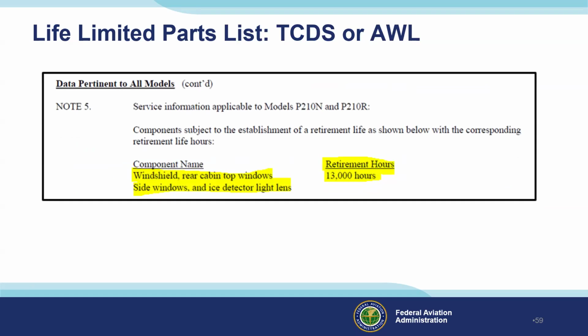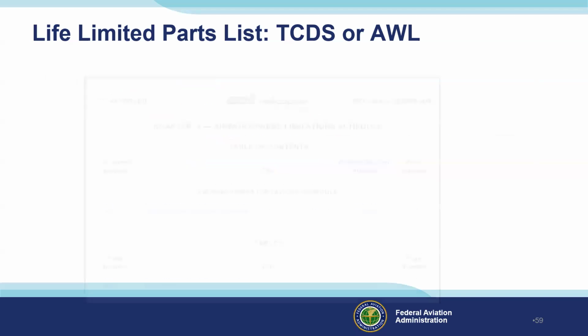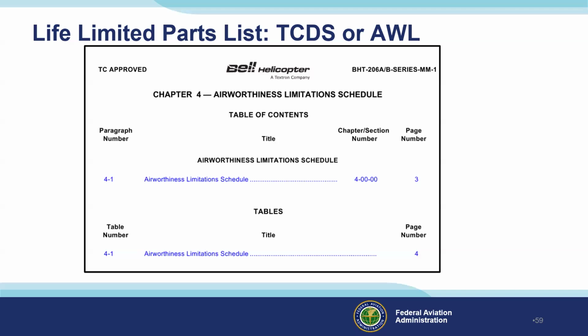It's hard to find life limited parts on smaller fixed wing aircraft, but I did dig this one up. This is off a Cessna P210, and in the type certificate data sheet, it says the windshield, rear cabin top windows, side windows, and the ice detector light lens has a life limit of 13,000 hours. Now, helicopters have quite a few life limited parts, and they're normally found in the airworthiness limitations schedule, which is often in section or chapter 4. Depends on the manufacturer where they put them.